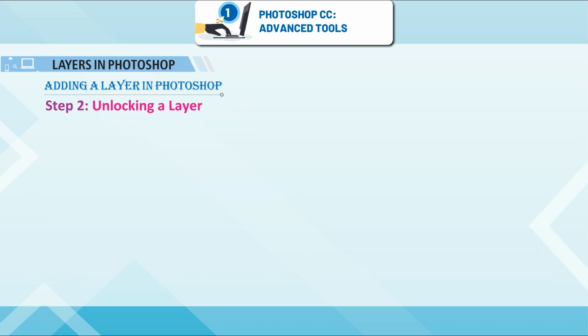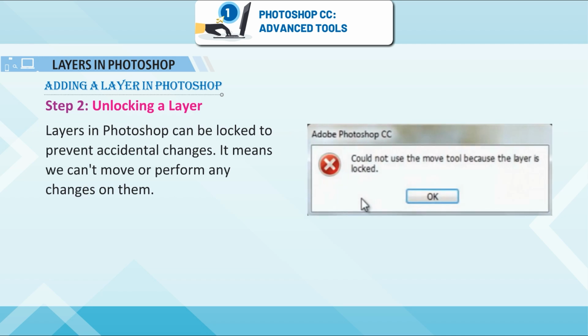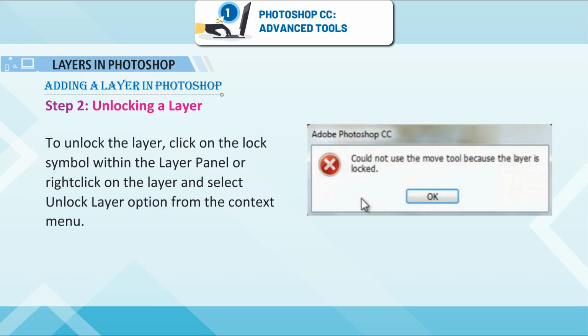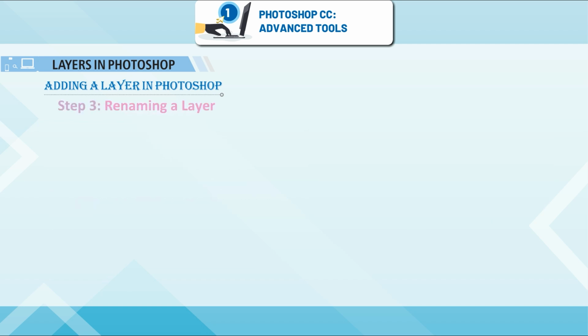Step 2. Unlocking a layer. Layers in Photoshop can be locked to prevent accidental changes. It means we can't move or perform any changes on them. To unlock the layer, click on the lock symbol within the layer panel or right-click on the layer and select the Unlock Layer option from the context menu.